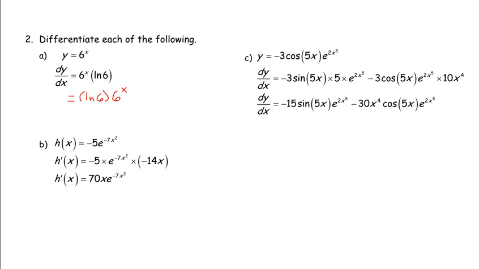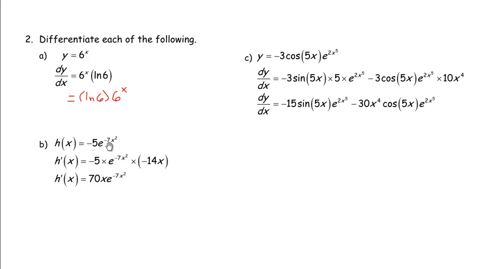In B, we have the function h of x equals negative 5 e to the negative 7x squared. So the derivative would be the constant negative 5 times the derivative of the e to the negative 7x squared. So it will be e to the negative 7x squared times the derivative of the exponent, the derivative of negative 7x squared using power rule.